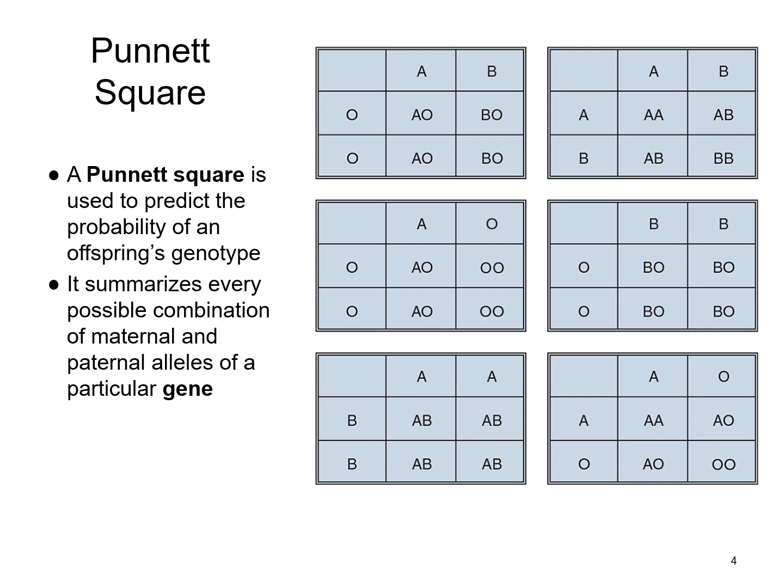So here we have several examples of a Punnett square. What a Punnett square does is it's used to predict the probability of an offspring's genotype. So if we know what the parents' phenotype is, we can start to narrow down the possibilities of those offspring. The Punnett square will summarize every possible combination of maternal and paternal alleles of a particular gene. So it helps us to determine the probability of a particular blood type.